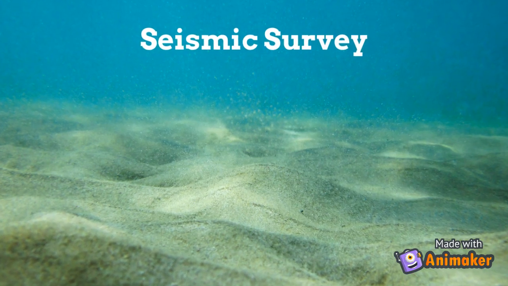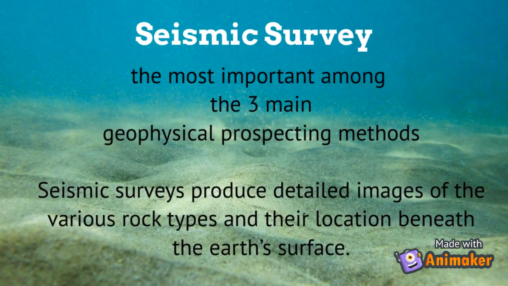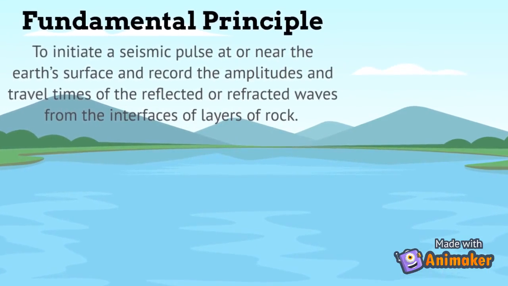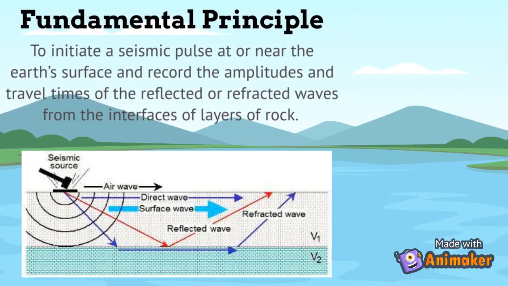Seismic surveying is the most important of the 3 main types of geophysical prospecting. Seismic surveys produce detailed images of the various rock types and their location beneath the Earth's surface. The fundamental principle is to initiate a seismic pulse at or near the Earth's surface and record the amplitudes and travel times of the reflected or refracted waves from the interfaces of layers of rock, just like an ultrasound for a baby in mother's womb.